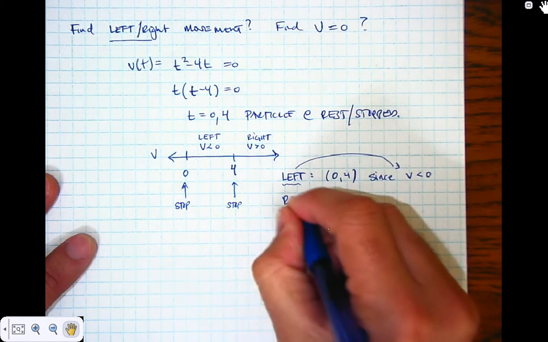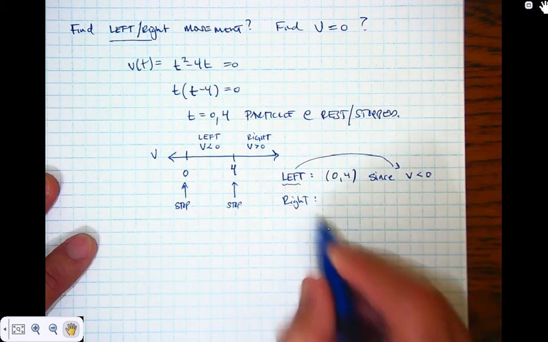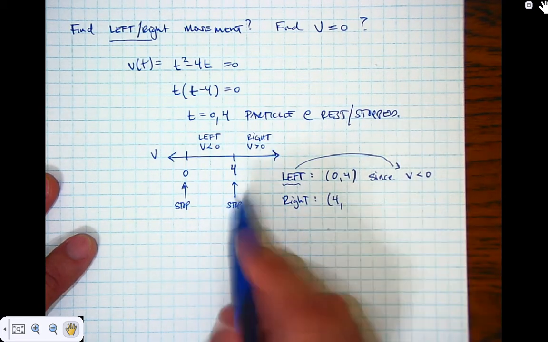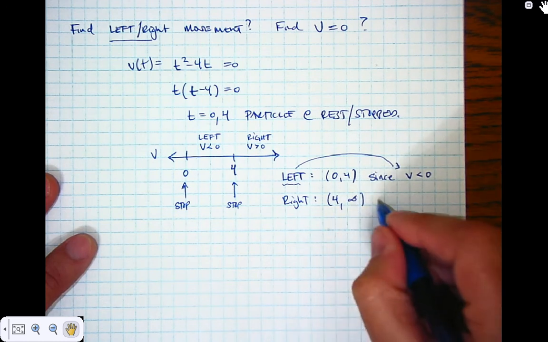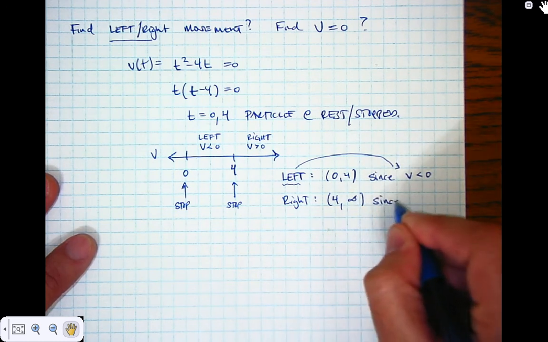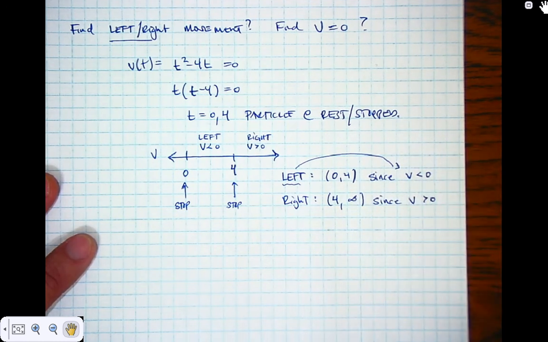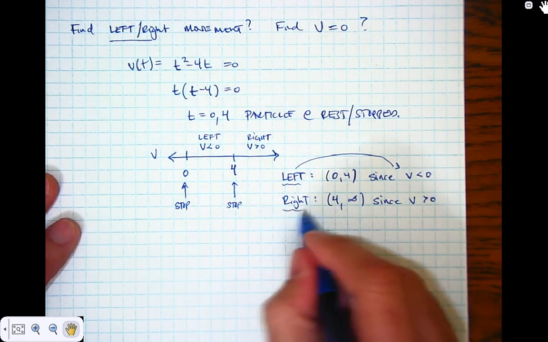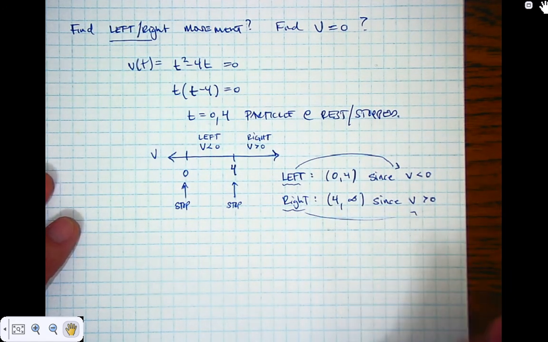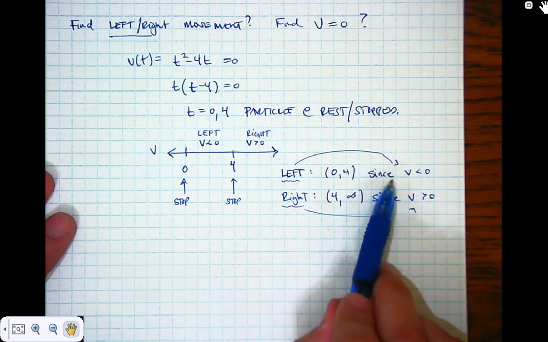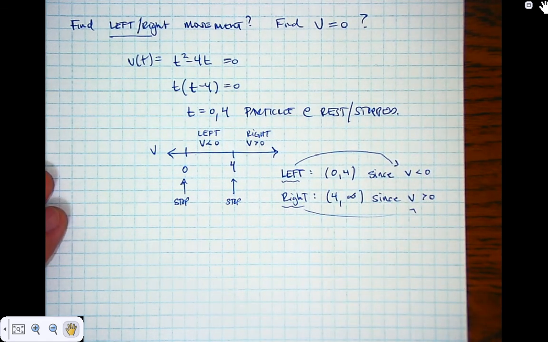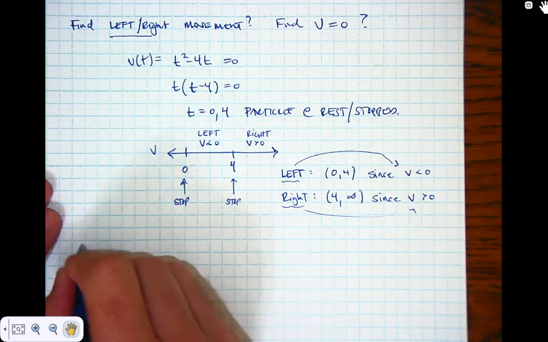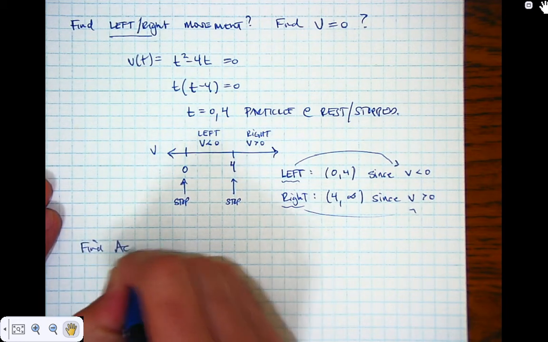Okay, then you would say, well, where is it moving right? It's moving right from 4 forever. So we're going to use infinity in our interval notation. How come you know it's moving right? Since velocity is positive. That is the definition of right. So you have to make sure on an AP exam to give your interval and then tell me why. Okay, what about find acceleration?